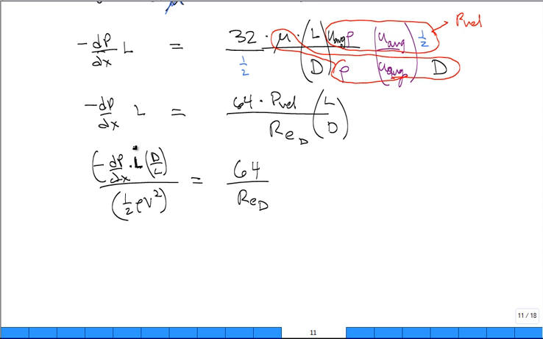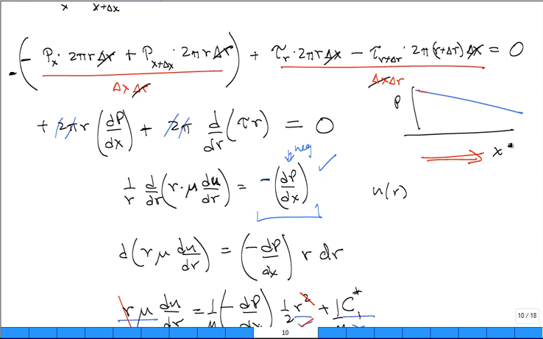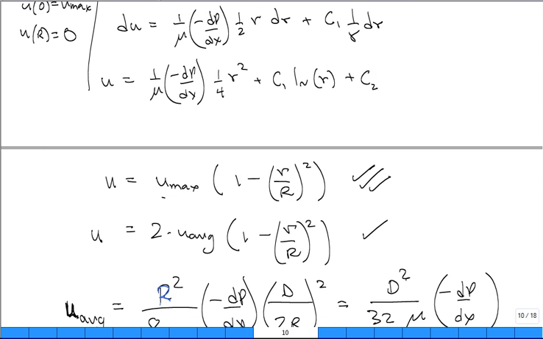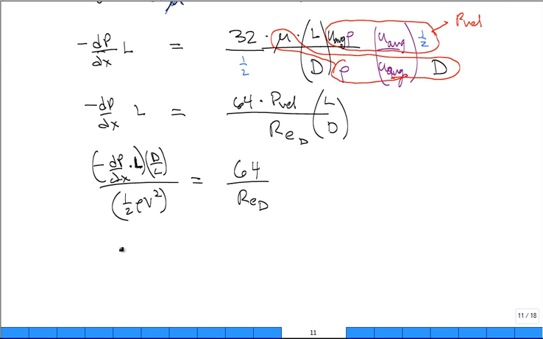Now, what is negative dp dx times L? We talked about the pressure dropping right here. So if I go from a distance 0 out to L, it's the change in the pressure. It's the pressure drop or pressure loss or dP, right? So right here, this is the pressure loss times diameter over length divided by the velocity pressure, and that's equal to 64 over the Reynolds number.